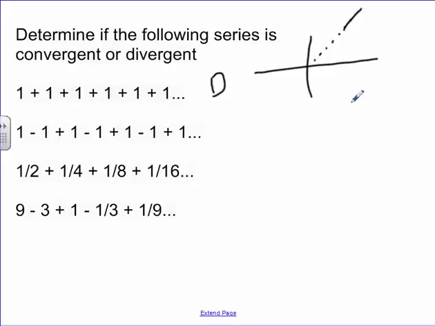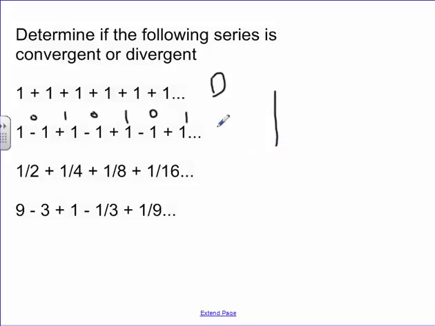Whereas, consider this next one here. 1 minus 1 would give you 0. Then you add 1, it would give you 1. Minus 1 gives you 0. Add 1 gives you 1. Minus 1 gives you 0. Add 1 gives you 1. Minus 1 gives you 0. Add 1 gives you 1. Is this converging on any one number?